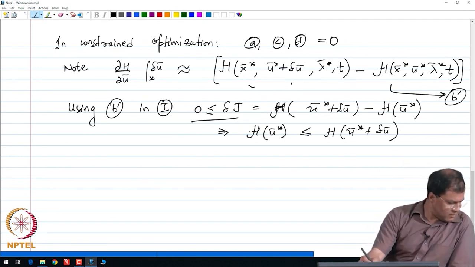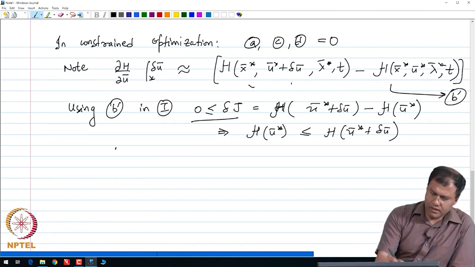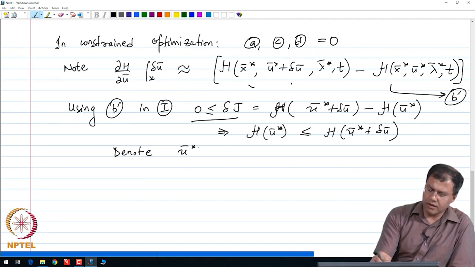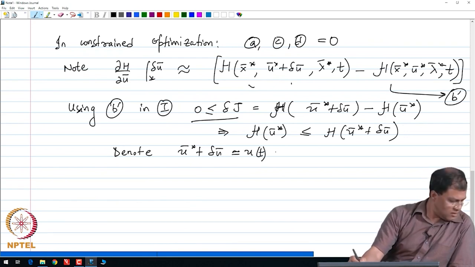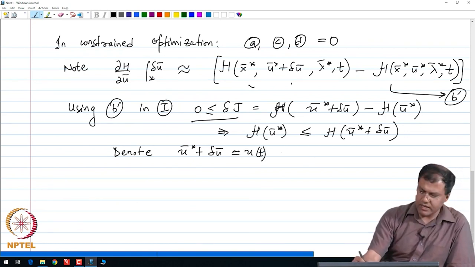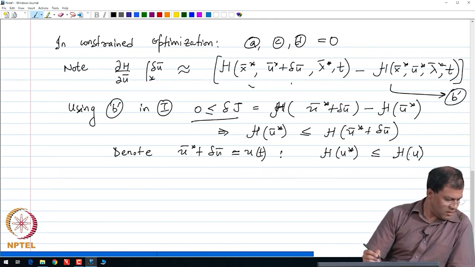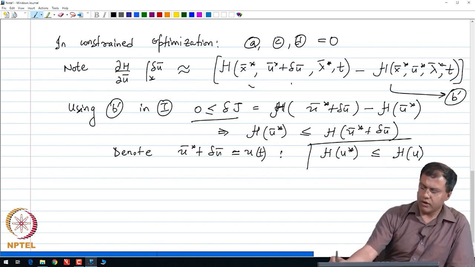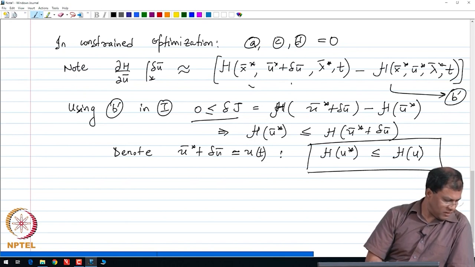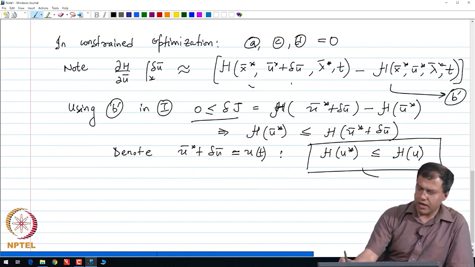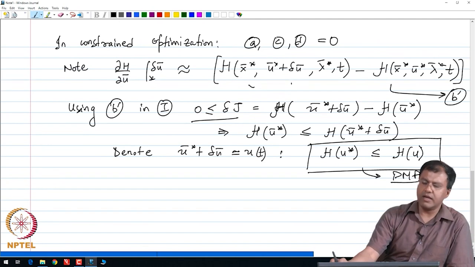So the condition is as follows. Let me denote u star plus the variation delta u to be equal to u of t, right. And I see that my minimum condition has now changed into an inequality, that this is bounded above by U, right. And this exactly is what I call my Pontryagin minimum principle. Okay. So, this is the Pontryagin minimum principle.